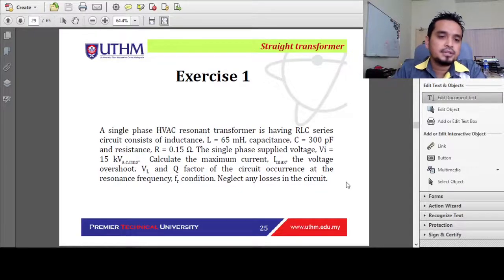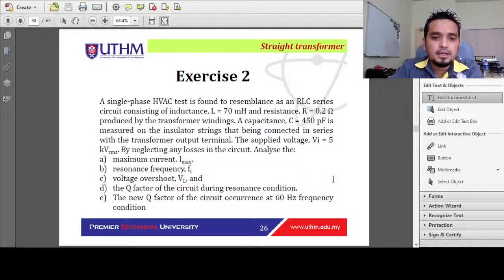Okay, let's consider a simple example here. A single phase HVAC. Oh, sorry, this is just the example that we attempted before. So maybe you can apply it by yourself. Try to calculate the values, and we will discuss later. And then this is again an almost identical worked example. You try to find the solution for this one yourself.